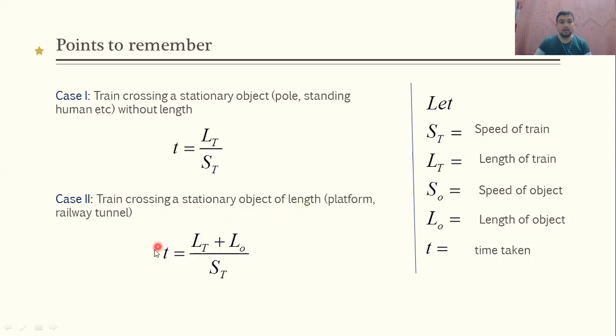So train crossing a stationary object of length. How will we calculate the time? Time taken is equal to, again, distance upon speed: LT plus LO upon ST. What is LT? Length of the train. What is LO? Length of the object. And what is ST? Speed of train. Hope both the cases are clear to you.